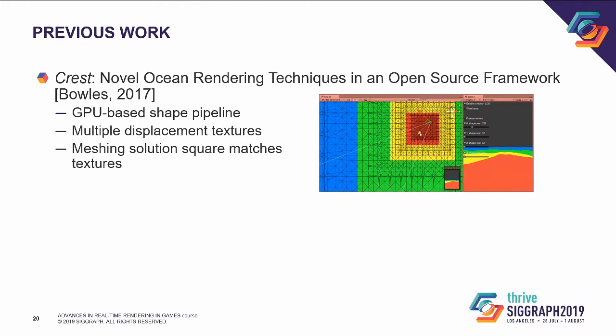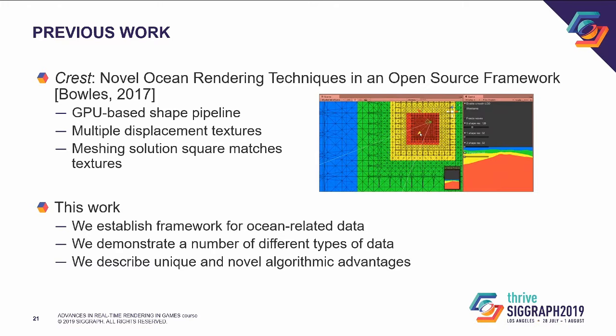This is a simple, elegant, and very coherent system for generating displacements on which we have built for the last couple of years. In this talk, we abstract this structure into a general framework on which other ocean data can be implemented, as we saw in the previous slide. This makes it easy to add new data to the system. We demonstrate a number of different types of data being simulated on this framework. We'll also deep dive into a few data types that receive unique advantages from this core data structure.